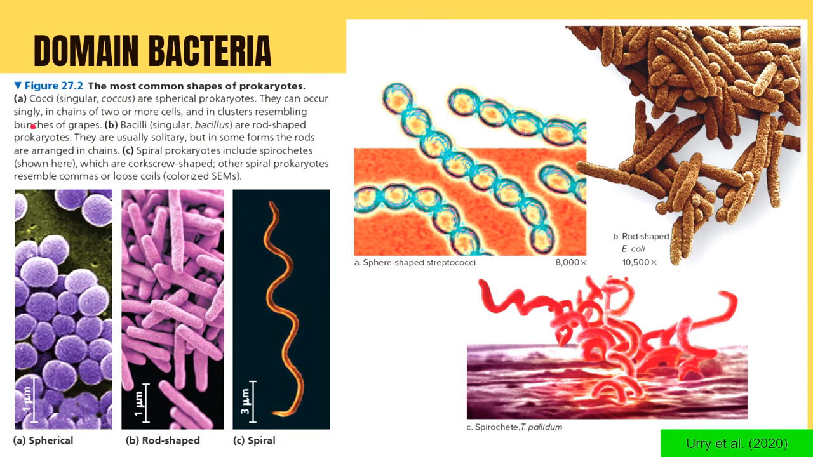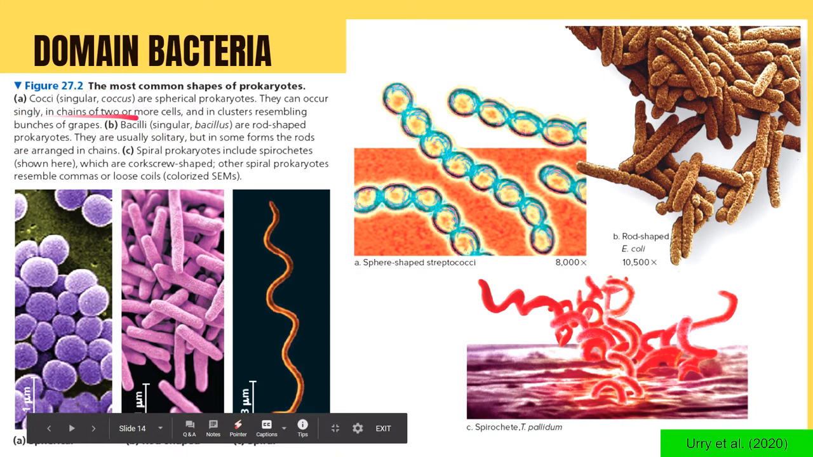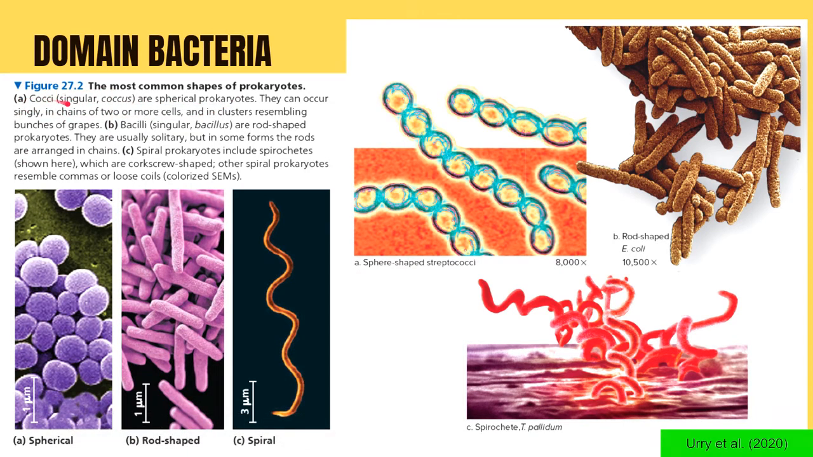are grouped or categorized based mostly on their shapes. So you have your spherical bacteria, and they are called cocci, plural, singular coccus, okay, from their spherical shape. So they occur singly or in chains of two or more cells. So they resemble a bunch of grapes. So you have here another sphere shape. So this is streptococci, seen under the microscope.